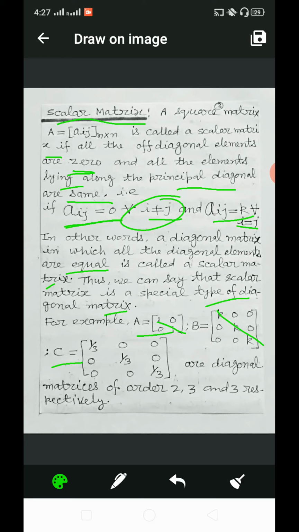Here the principal diagonal elements are the same, 1 by 3, and the off diagonal elements are 0, and these are the diagonal matrices of order 2. Here A is a square matrix of order 2, B is a square matrix of order 3, and C is a square matrix of order 3 respectively.